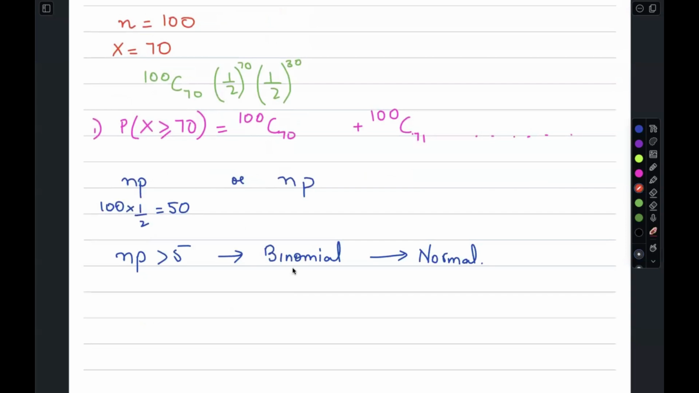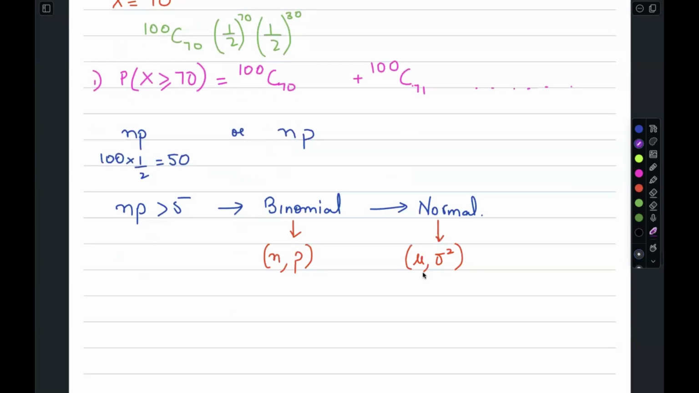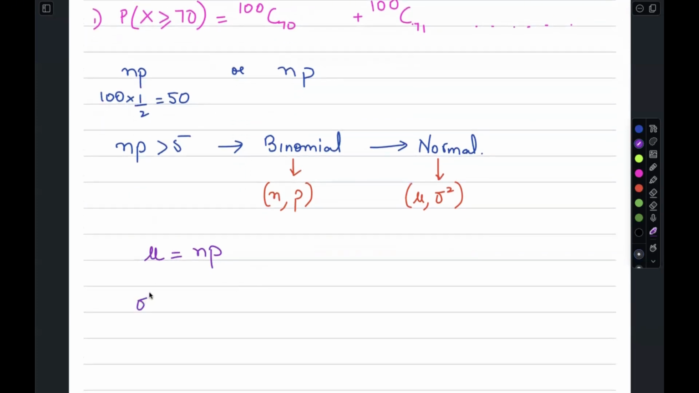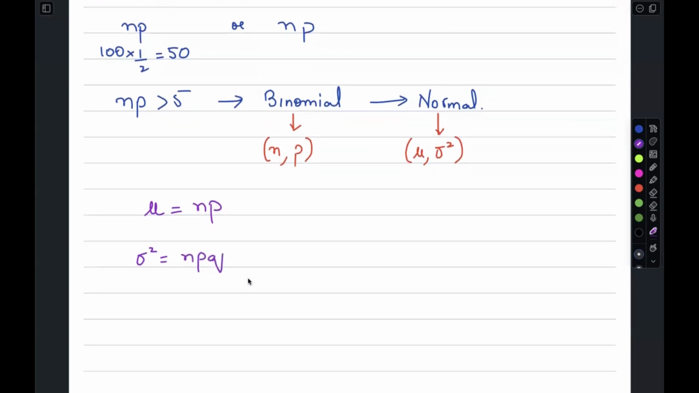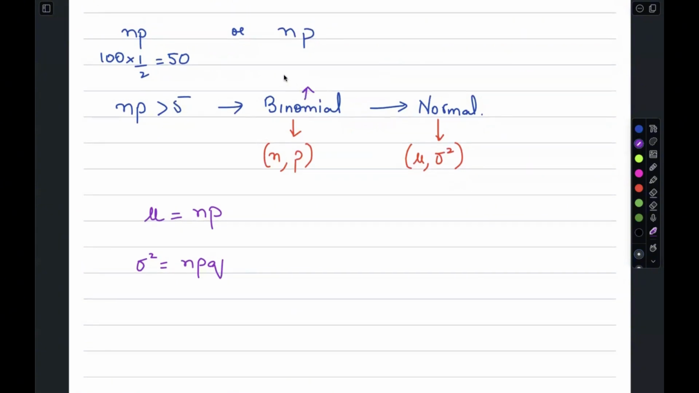Now, in a binomial distribution, we have n and p, and when we have normal, the parameters are mu and variance. So from the binomial distribution, we can find the mean and variance. The mean for a normal distribution is given by n times p, and the variance is given as npq. Once we find this, there's one more thing that we'll have to remember whenever we are approximating: binomial is discrete, and in normal, we are talking about continuous variables.